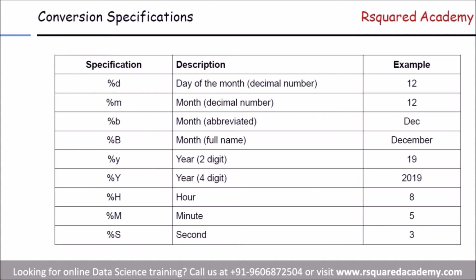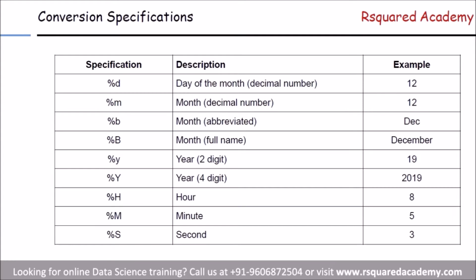So for example, the day of the month is represented by percentage d. The month, when it is in the decimal format, is represented by percentage m. The month in its abbreviated format is represented by percentage small letter b. When the month is specified in full name, then it is represented by percentage capital B. If the year is represented only by the last two digits, it is specified using percentage small letter y. When all four digits of the year are specified, then use percentage capital letter Y.